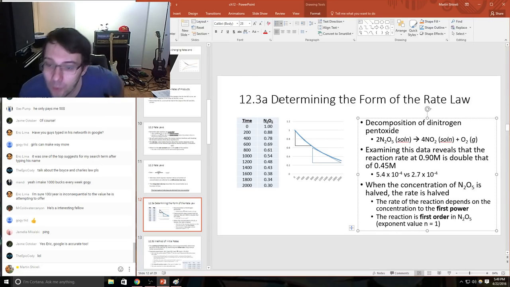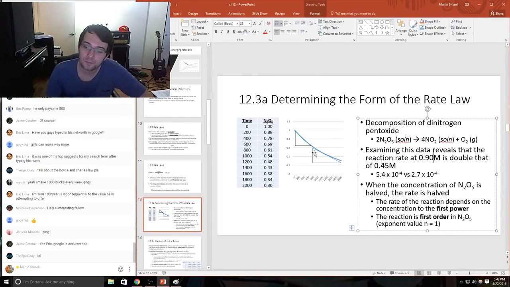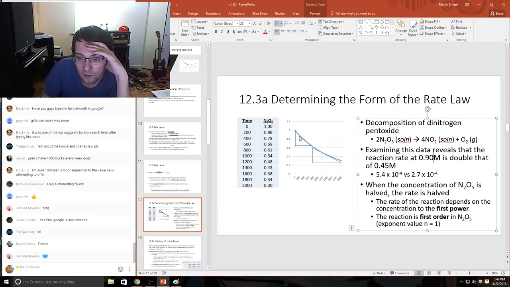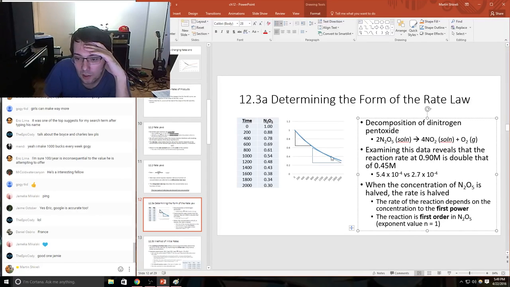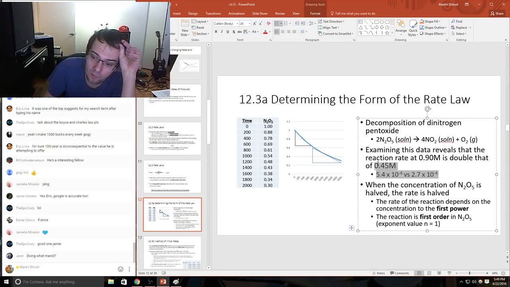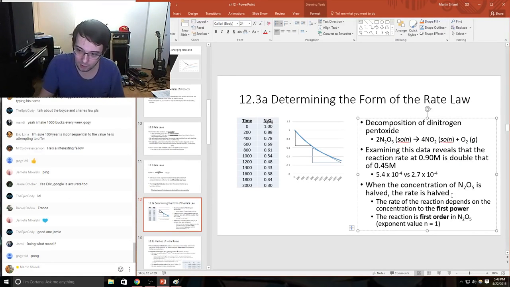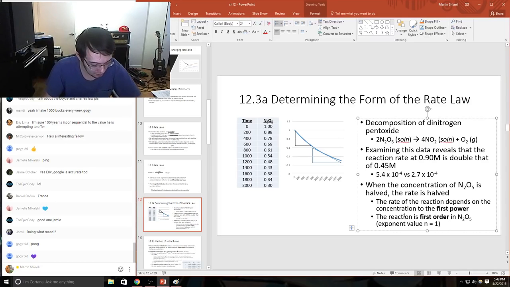But in any event, when we look at this reaction, I've graphed it here, and you can see that the rate of the reaction at this level and at this level are very different. You can see the hypotenuse of the triangle, for instance, is much longer here, even though the heights are about the same. And the reason this is interesting is basically that at 0.9 molar, the reaction rate is double that of 0.45 molar, which is really fascinating, because what that ends up telling us is that when the concentration of N2O5 is halved, the rate is also halved, which is a really fascinating finding, really.